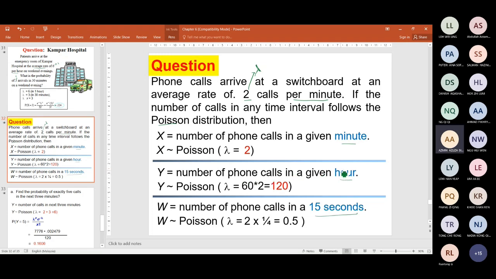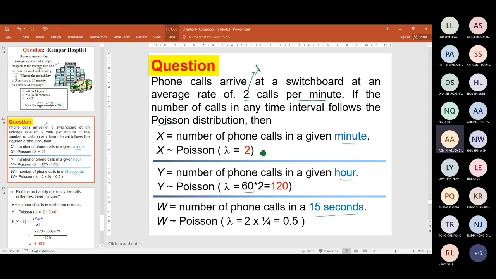So how do we find that? How do we change that? Like the previous example, from hour to 30 minutes, you just divide by 2 because 1 hour is 60 minutes, right? But in this case, given minute is 2. So if you want to find the hour, then you have to multiply by 60 because 1 hour is 60 minutes.